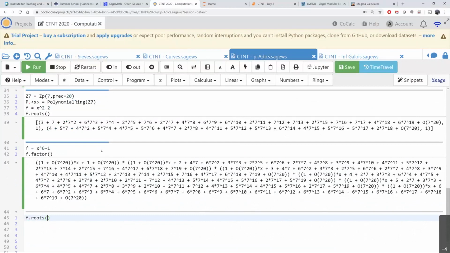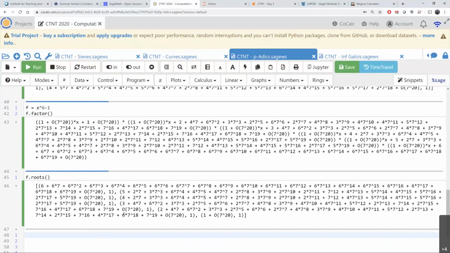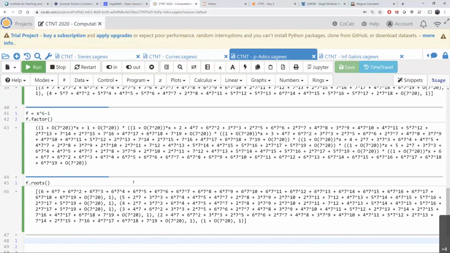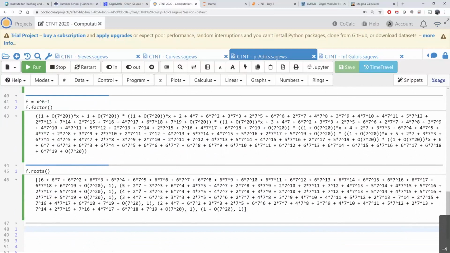And as predicted, there is a root that is 1 mod 7, a root that is 2 mod 7, a root that is 3 mod 7, 4, 5, and 6 mod 7. So those are all the roots. So you see that the sixth roots of unity are in the 7-adics. Okay, so those are all numbers whose sixth power is 1. All righty. What else can we do?